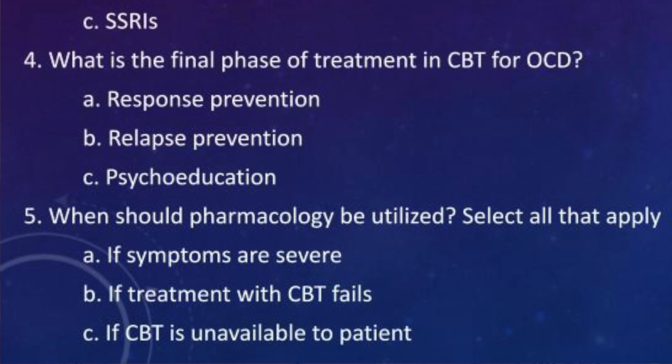4. What is the final phase in treatment in CBT for OCD? A. Response prevention, B. Relapse prevention, or C. Psychoeducation. Question 5. When should pharmacology be utilized? Select all that apply. A. If symptoms are severe. B. If treatment with CBT fails. Or C. If CBT is unavailable to the patient.